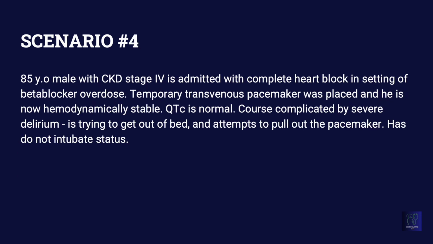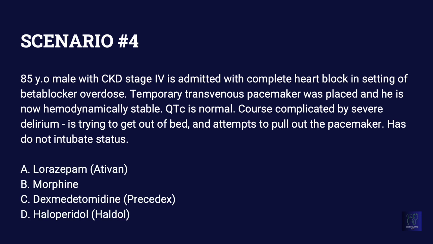Last case. Here we have another elderly patient who also has stage 4 chronic kidney disease and is admitted for complete heart block. He has a pacemaker placed and delirium is again interfering with his care. We need to induce sedation here, which means pick the most appropriate agent that your patient would tolerate. Among the options given, Precedex is not a great choice because of the bradycardia. Avoid morphine in any patient with renal dysfunction. Morphine metabolites accumulate in setting of renal dysfunction, and these metabolites can be neurotoxic.